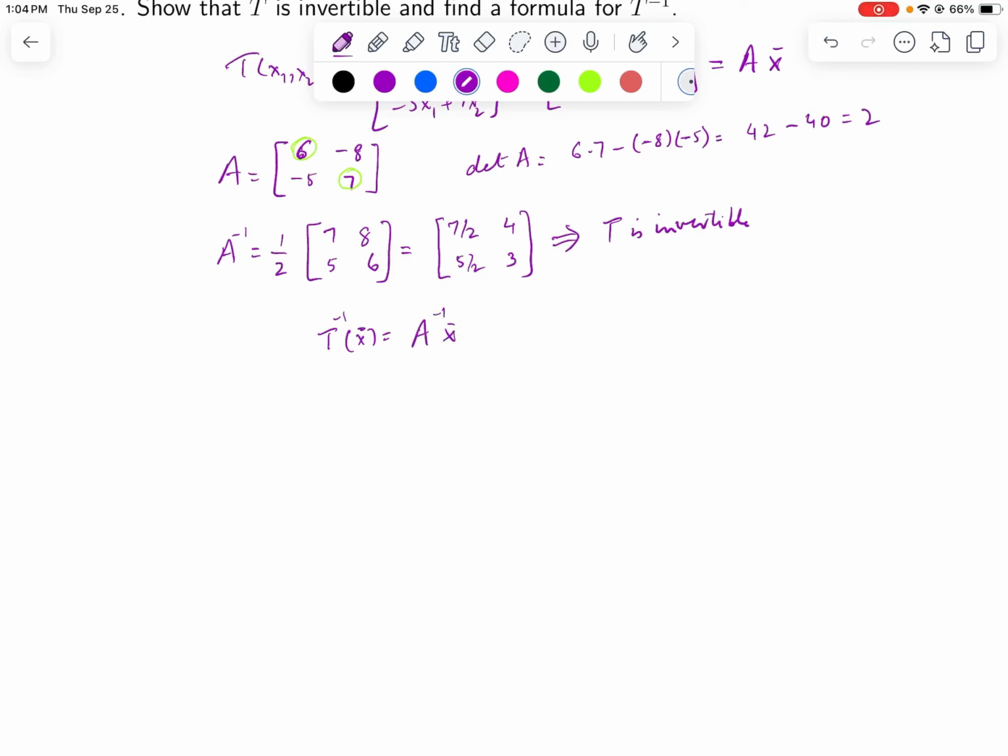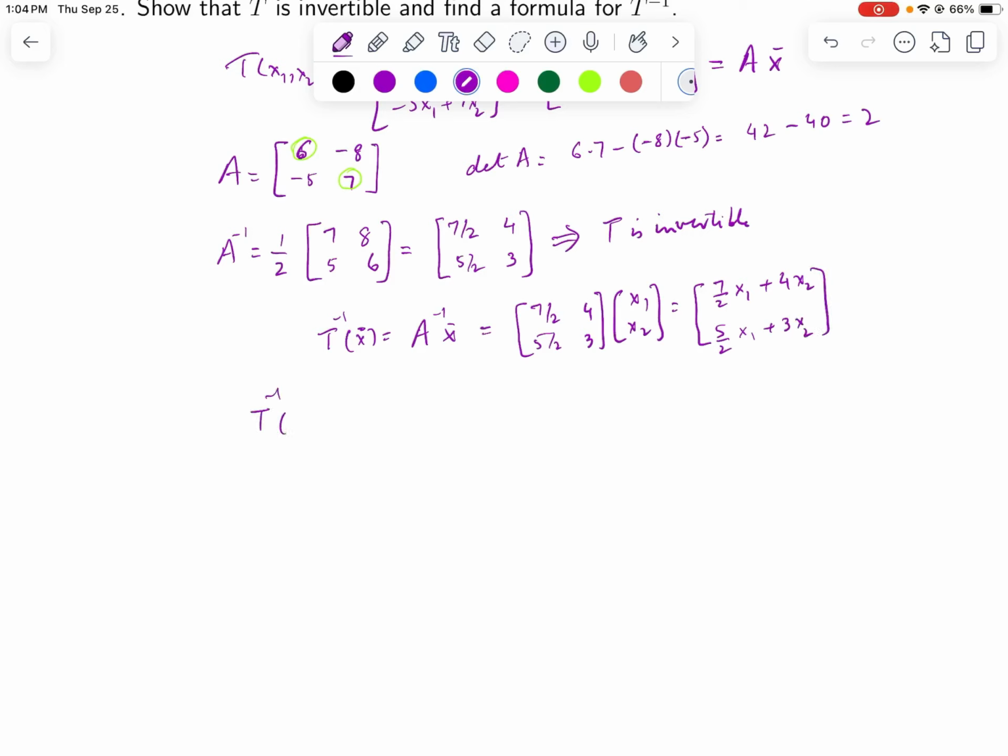So what does this imply? This implies T is invertible. And what is T inverse? T inverse of x, as stated by theorem 9 above, will be A inverse x. So it will be equal to 7 halves, 4, 5 halves, and 3 times x1, x2.